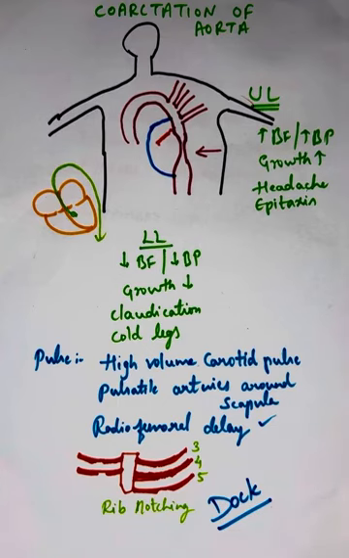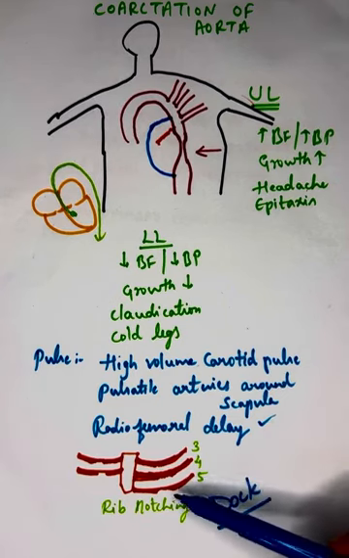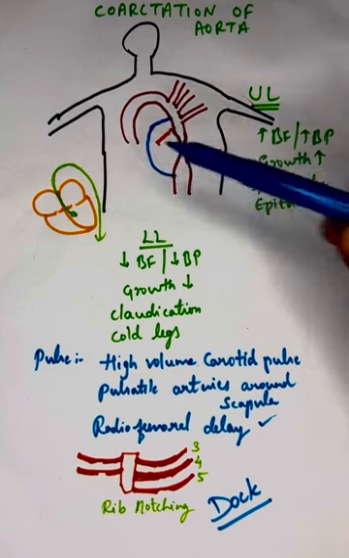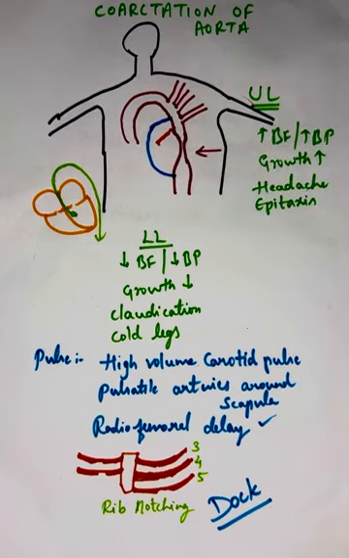You can also do an echo, where you can find the pressure gradient in the descending aorta, and left ventricular hypertrophy also can be noted. In ECG, if you do, you can find the features of left ventricular hypertrophy. So just to summarize the investigations, chest X-ray shows erosion on the undersurface of the ribs, and also sometimes the dilated heart can be noted. You can do ECG and echo.